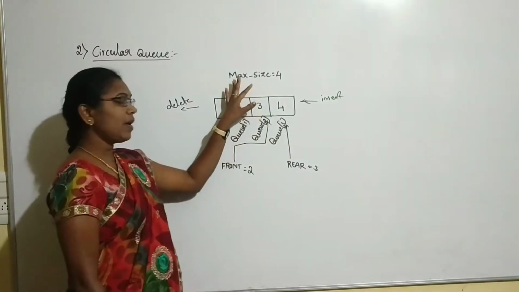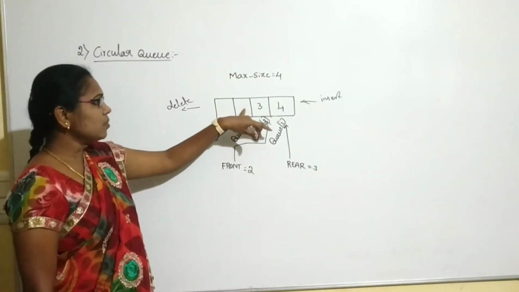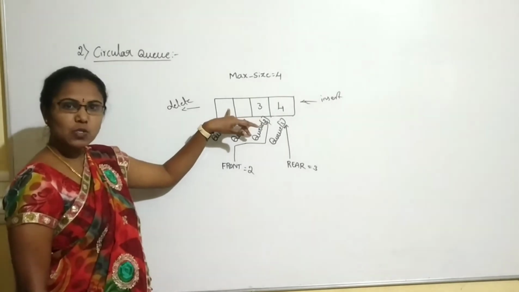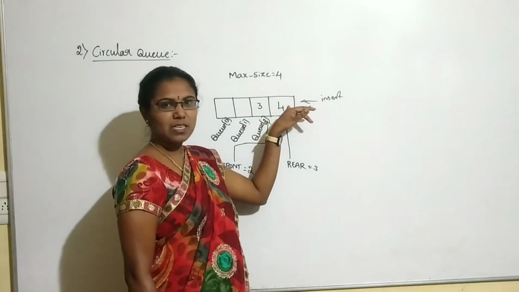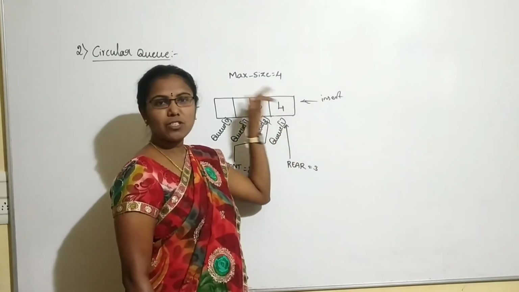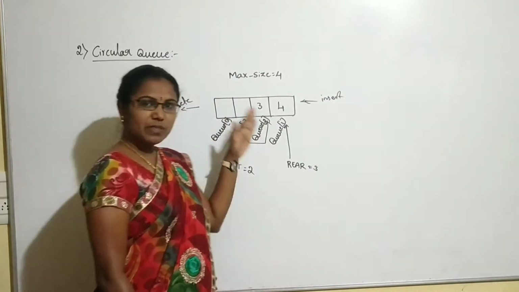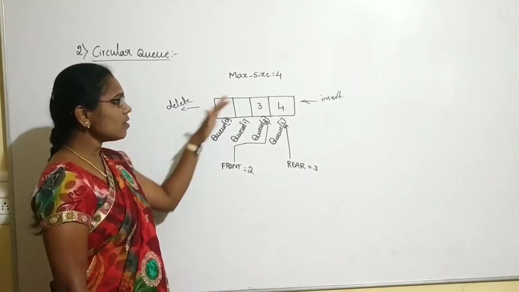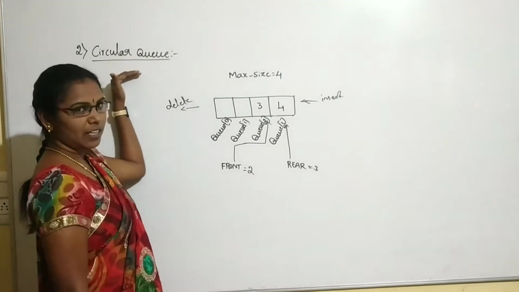So this is the main drawback. What is the main drawback? If positions are available to store values, when the rear reaches the maximum size, we cannot insert elements into these empty positions. Clear? To overcome this drawback, we need the circular queue.